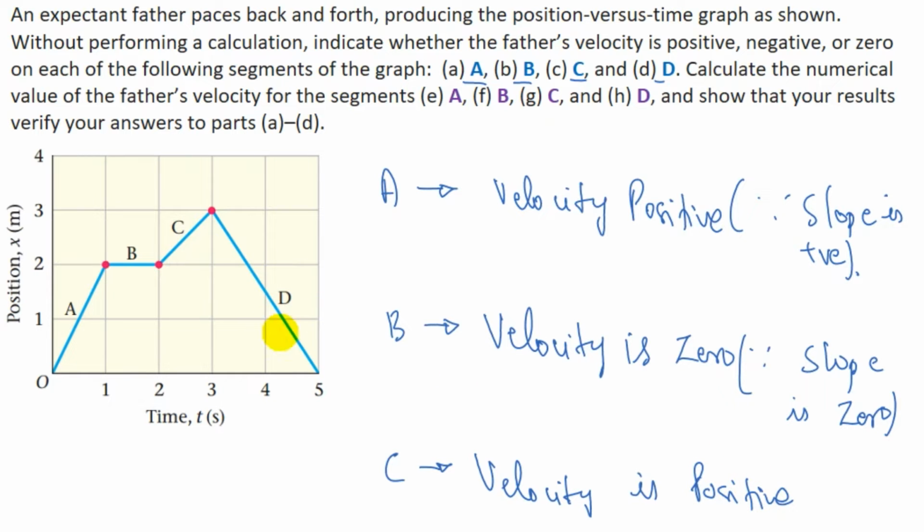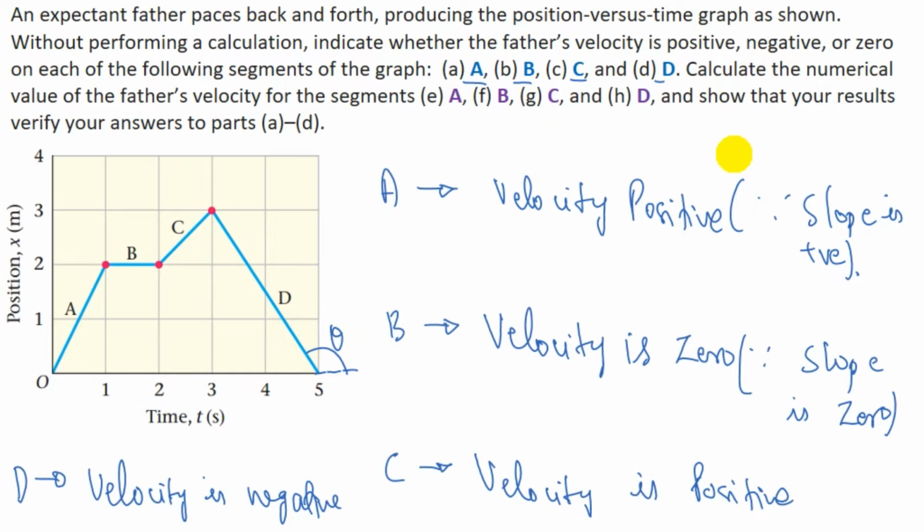And finally for segment D, this slope is negative. This slope is negative because this theta is greater than 90 degrees. So negative slope means the velocity will be negative. So for segment D, the velocity is negative, and the reason is because the slope is negative.